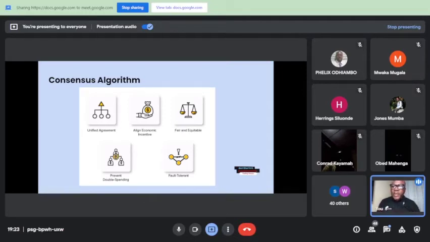So now let's look at the consensus algorithm. The next, the consensus algorithm, just a short pause.